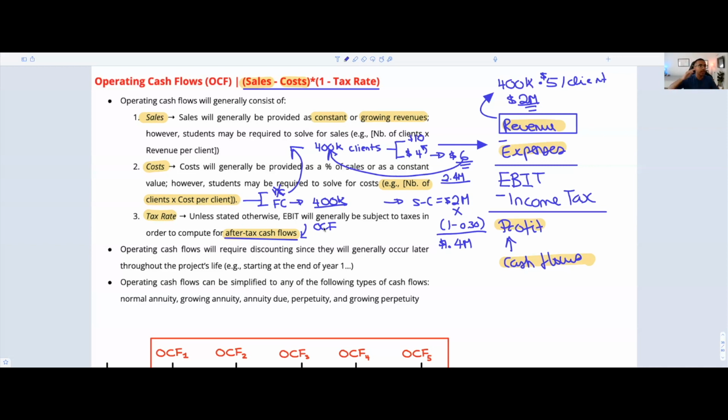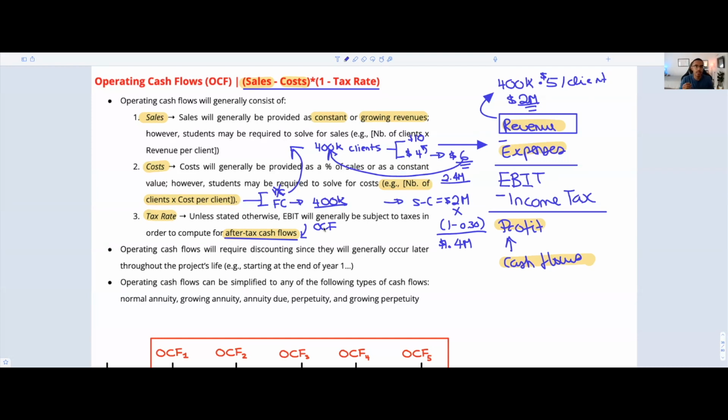But if we just do a quick executive summary of these 3 different subcategories that we looked at, it could look as follows. Now, the most complex form of operating cash flows can be divided into sales, costs, and tax rates. You would be required to compute every single one of them. Now, sales could be either constant, growing, or they may even require you to solve for your sales. At times, students may even want to do the individual revenue per client less the individual cost per client to find an adjusted sales value, okay?